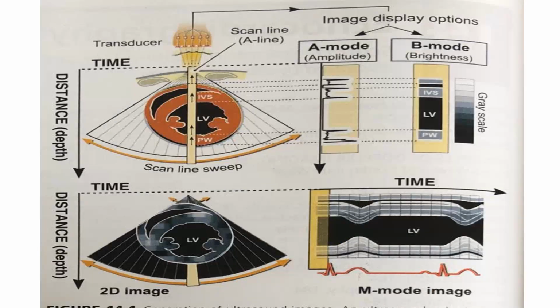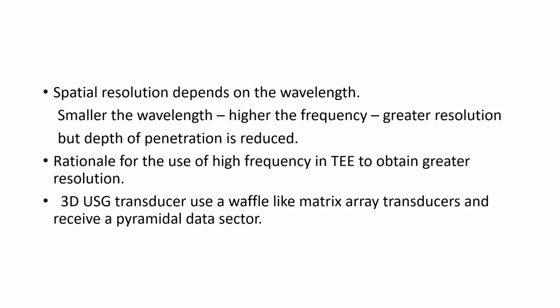In echocardiography, the reflected waves received at the transducers are then processed to display the image. The image can be displayed in amplitude mode or brightness mode. The A mode shows the amplitude of each structure, and in B mode, it is depicted with a grayscale. The older M mode is depicted temporally against time. The spatial resolution on echocardiography depends upon the wavelength.